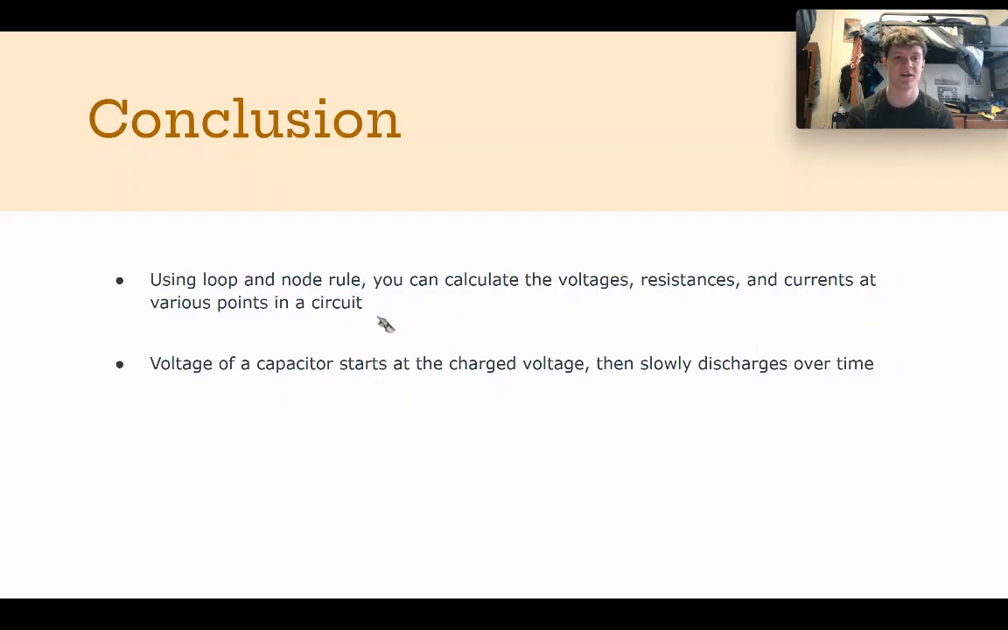And so in conclusion, using the loop and the node rule, you can calculate the voltages, resistance, and currents at various points in a circuit. When the voltage of the capacitor starts at whatever it's charged to and slowly discharges over time.